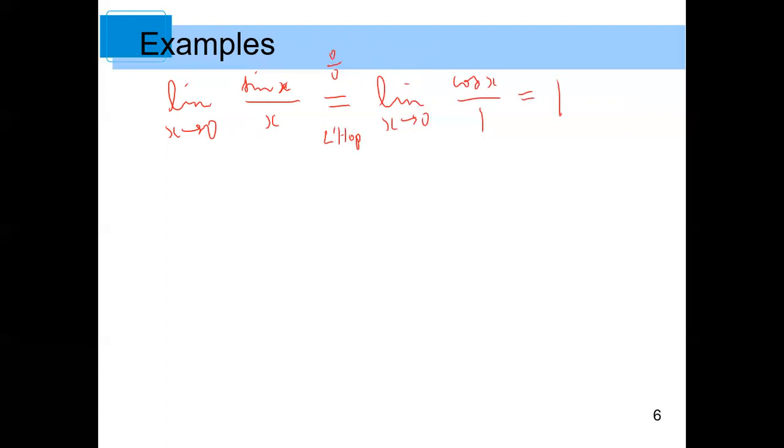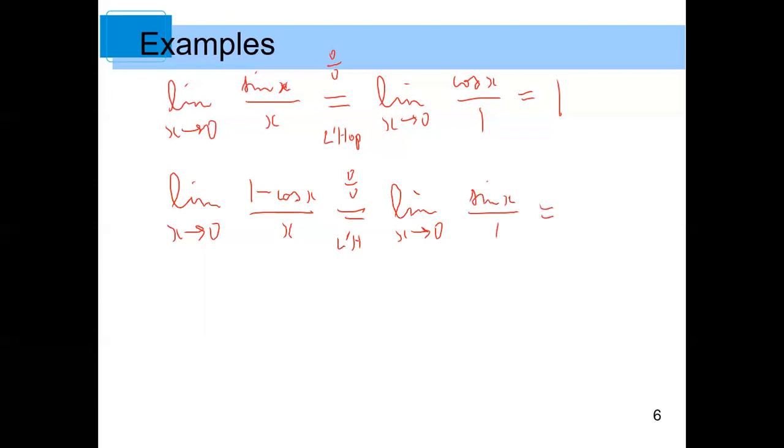1, which we knew. What about this one? The limit as x goes to 0 of 1 minus cosine of x over x. Okay, and once again, 0 over 0, so we can apply L'Hopital's rule. This would be the limit as x goes to 0 of, what's the derivative of the top? Well, actually, it's just sine because there's a negative sign there, right? So it's just sine of x over 1. Plug in 0 and you get 0.